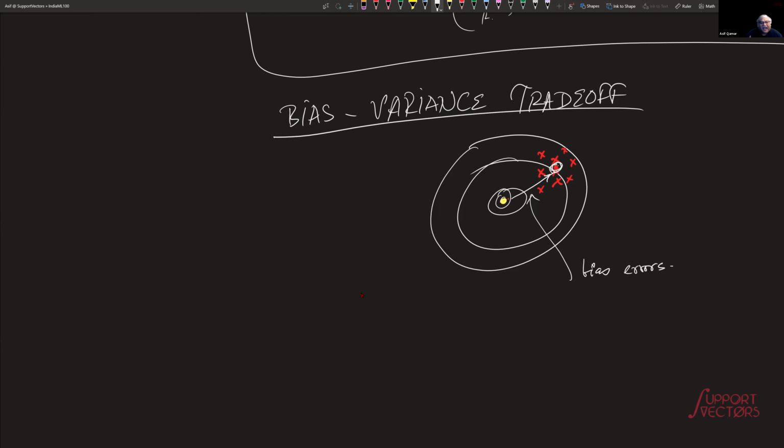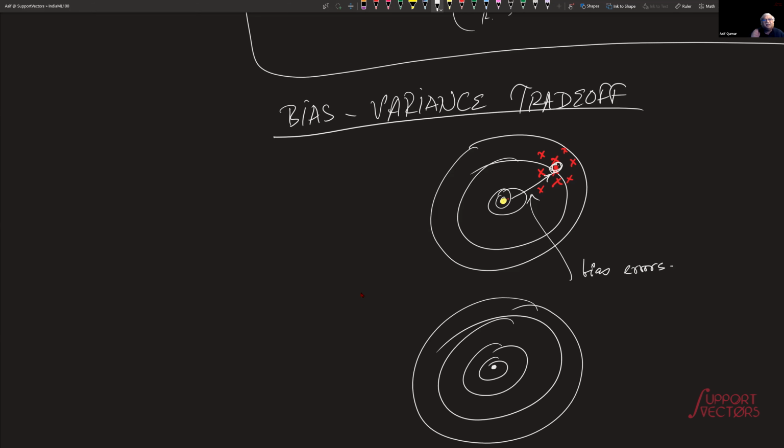Now, there is another kind of mistake, which is called variance errors. So suppose you think of this bullseye again, right? Do you know what I'm talking about? A dartboard or a target board or bullseye. This is the bullseye, right? This is where you want to hit. And suppose you hit like this. Now what do you notice? What can you say about your crosses? Unbiased errors.